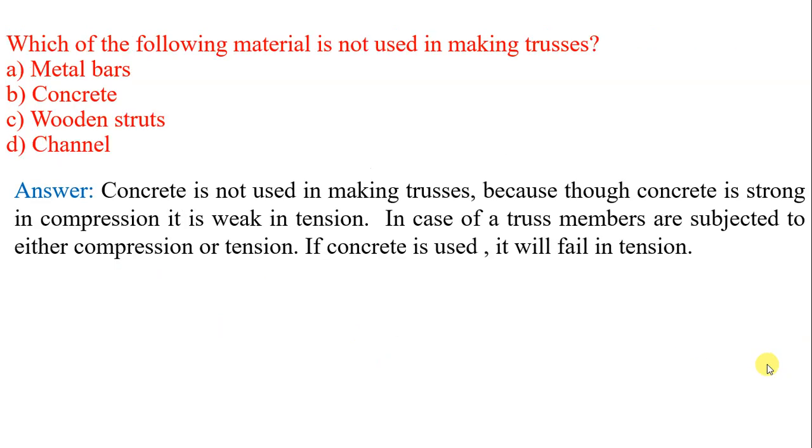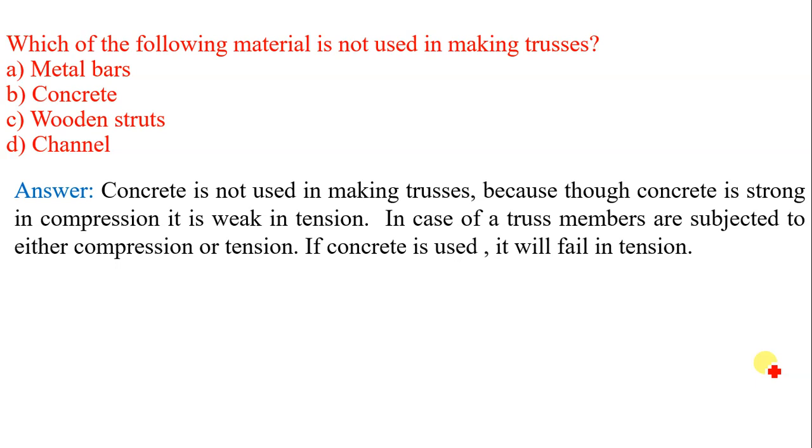Let us move to the next question. Which of the following material is not used in making trusses? Friends, we know members of a truss are subjected to axial forces, and the forces may be either tensile in nature or compressive in nature. And we know metal bars are strong in tension, they can resist the tension. Similarly, wood can resist the tension, channel sections can resist the tension.